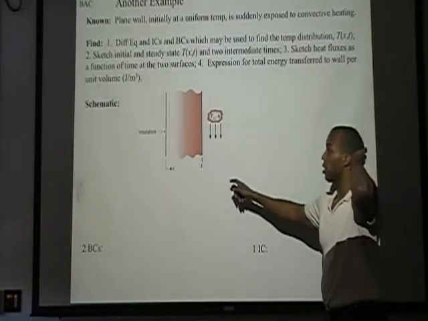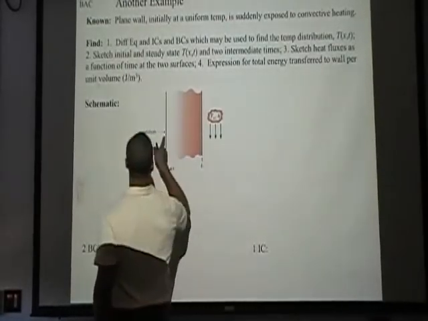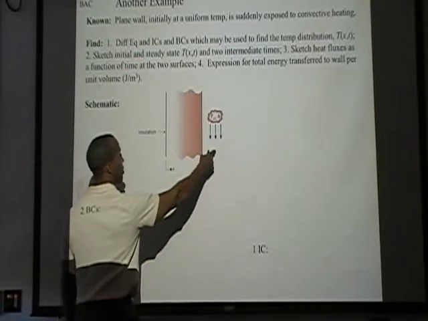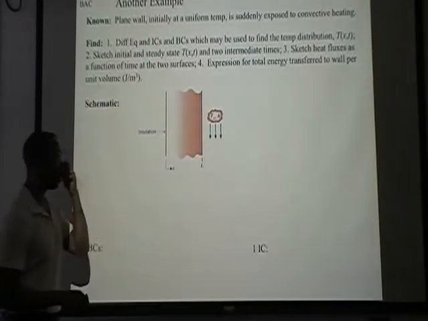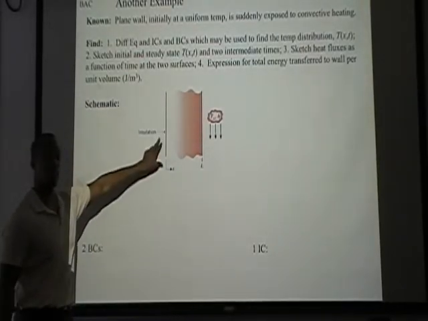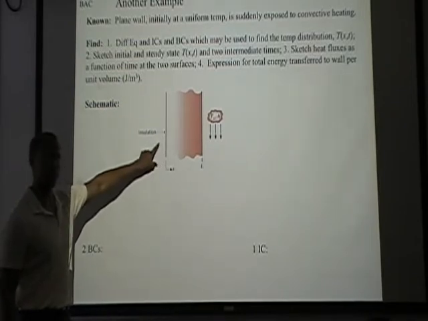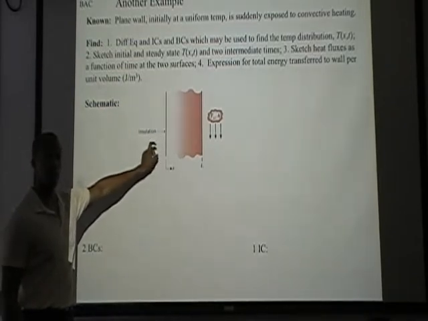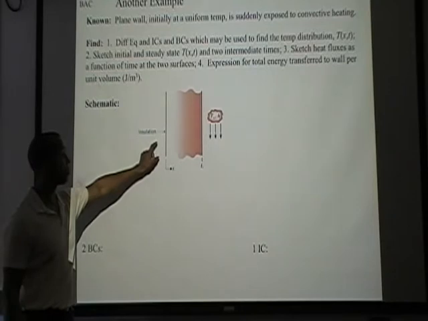So here's our picture. We have a wall that is insulated on one side, and then it has a convective boundary condition on the other. So where it's insulated, these are boundary conditions. This is a boundary condition of what type? First, second, or third type?